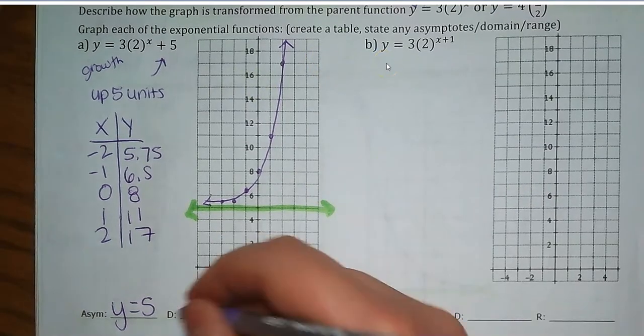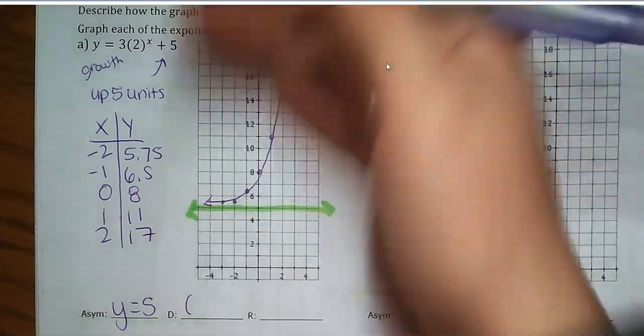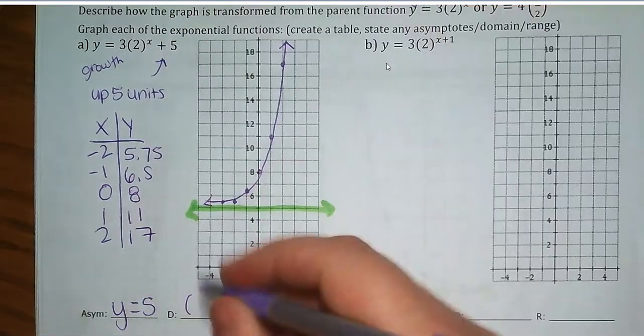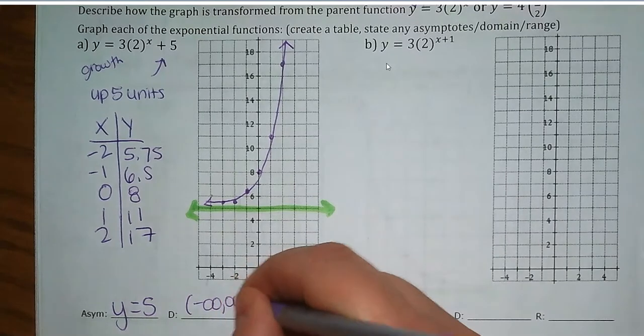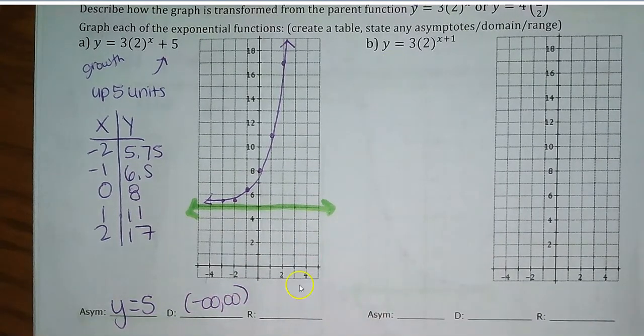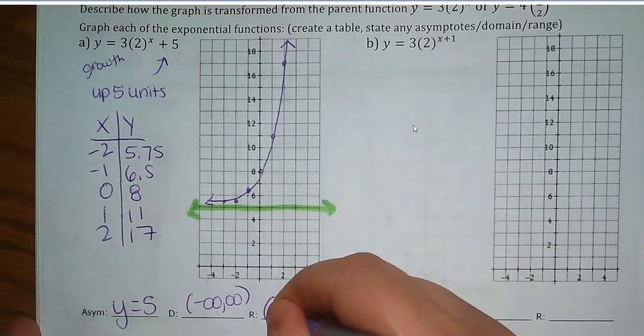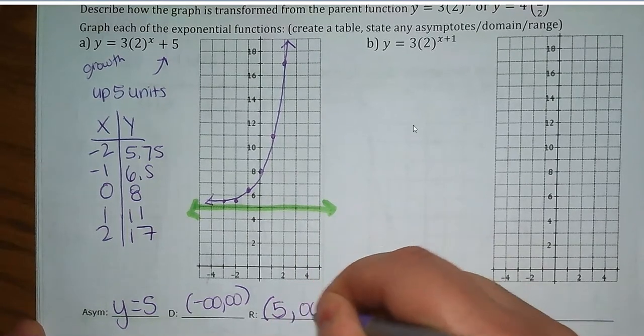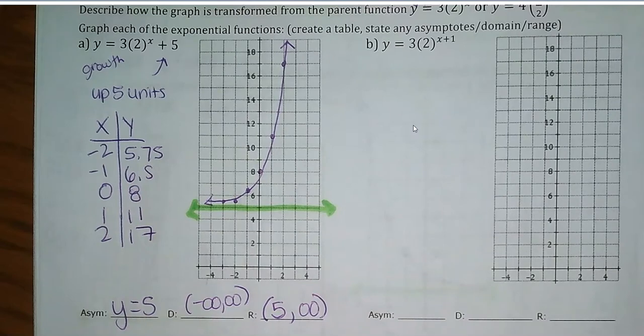Now, domain for every single one of these, even though I've shifted this up 5 units, we're still going left and right forever. So the domain covers your whole x-axis from -infinity to infinity. Your range, again, is affected by the asymptote. So now here, if I approach this from the bottom, I don't touch anything till I get right over that asymptote. So remember, we don't touch the asymptote, so a parenthesis at that 5, and then that goes up forever to infinity.